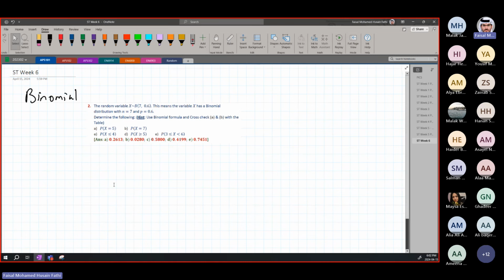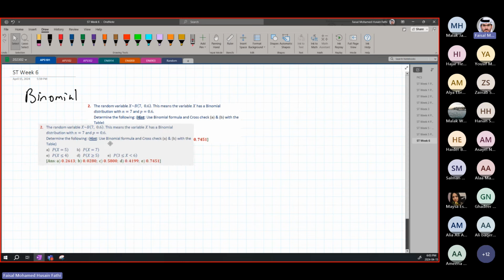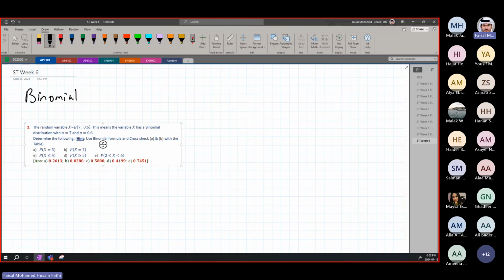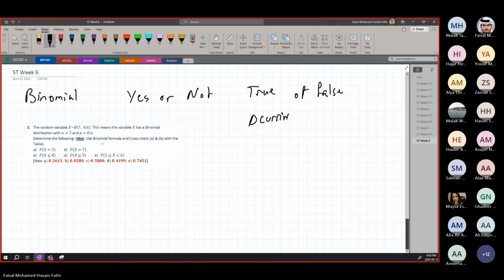Okay. So let us start with binomial distribution. What does binomial distribution mean? Binomial basically means it's either yes or no, or in other words, true or false, or it's just either happening or occurring or not occurring. Okay? So it's basically either it's going to happen or it's not going to happen.